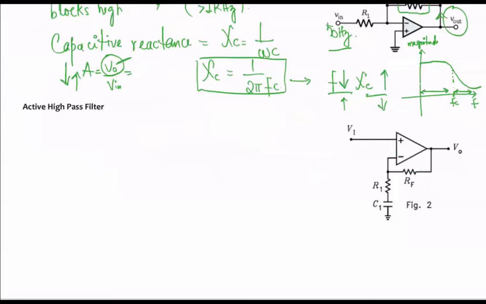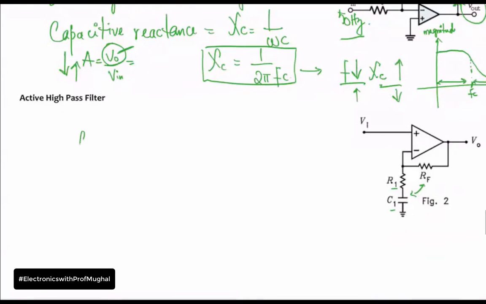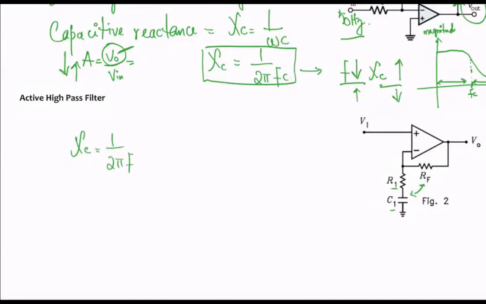Similarly, they can also work as a high pass filter. Notice here the configuration has changed a little. You've got this voltage divider configuration, and in series with R1 you have a capacitor C1. So again, remember this relationship: Xc equals 1 over 2 pi Fc.